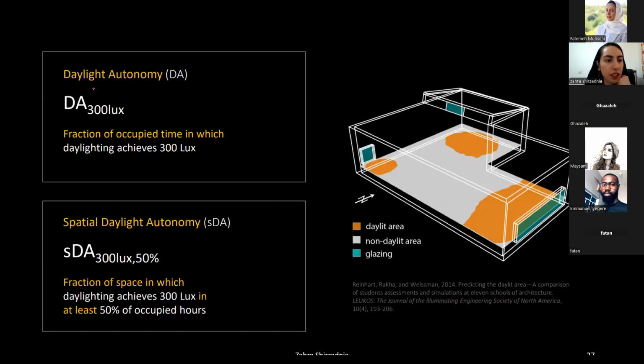And actually, it shows you the best way of defining the DA and sDA, as in the picture. DA 300 lux is the fraction of occupant time in which daylighting achieves 300 lux. So this is a fraction of occupant time, and it is based on percent. And then we have sDA, a fraction of space based on percent, where daylighting achieves 300 lux in at least 50% of occupant hours.